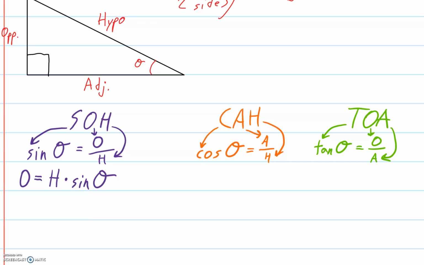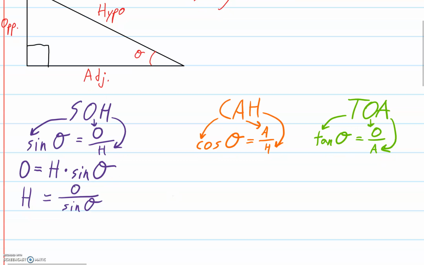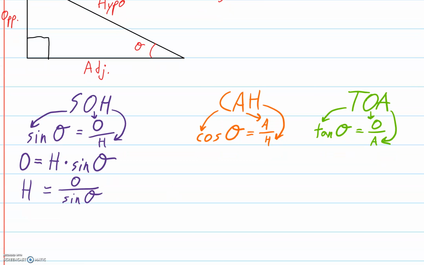And next, we're looking for h, so we're going to move h to the other side. And then we're going to move sine theta over and divide it out. So we're taking that same equation we just had here, and we're dividing by sine theta on both sides. So we have opposite over sine theta. All we're doing here is making different versions of the same equation.